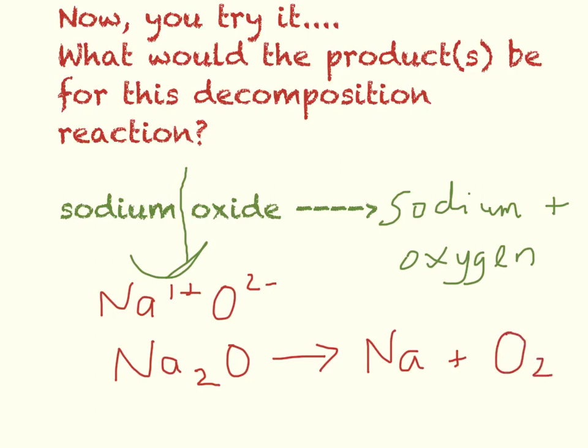We would now need to balance this. So I need to put a 2 in front of Na2O to balance out my oxygens. That gives me 4 Nas. So I need 4 Nas right there. So again, this is what we're building up to, being able to write a balanced chemical equation, but you do need to know these types of reactions in order to figure out what the products will be.